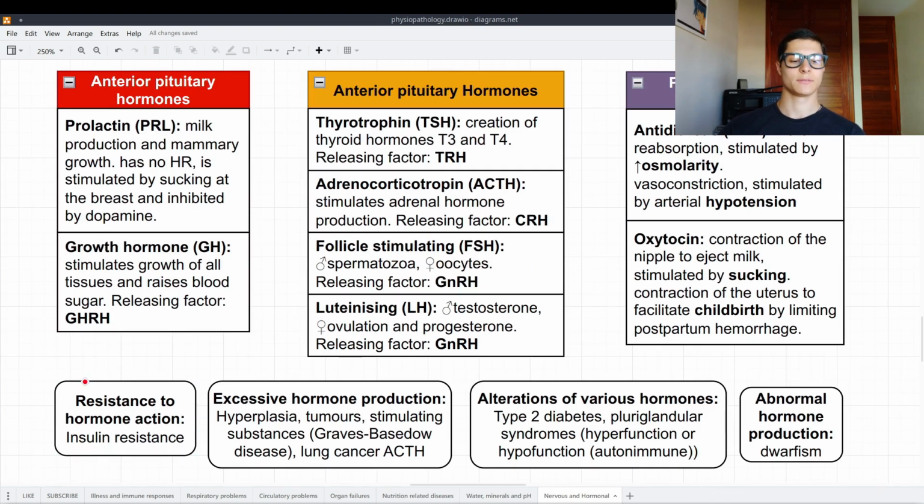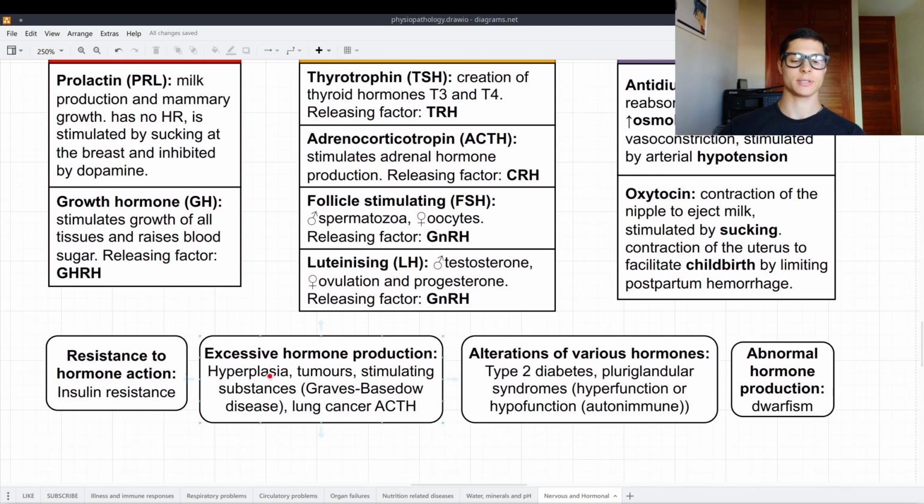The physiopathology, for example: when there is resistance to hormone action, like insulin resistance, excessive hormone production, and hyperplasia, tumors, stimulating substances, for example in Graves-Basedow disease, where there are the TSI antibodies that stimulate the thyroid, but also lung cancer with the ACTH. And then alterations of various hormones, in type 2 diabetes, the pluriglandular syndromes, or for example hyperfunction or hypofunction, that can be autoimmune, and also abnormal hormone production, in dwarfism for example.